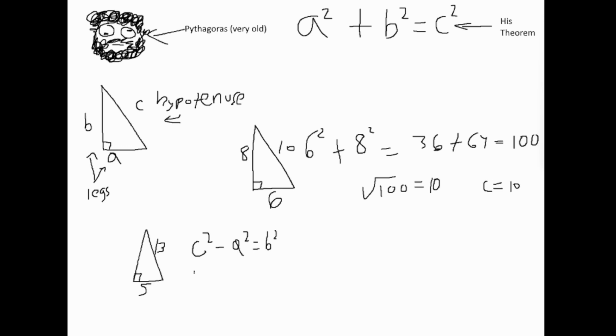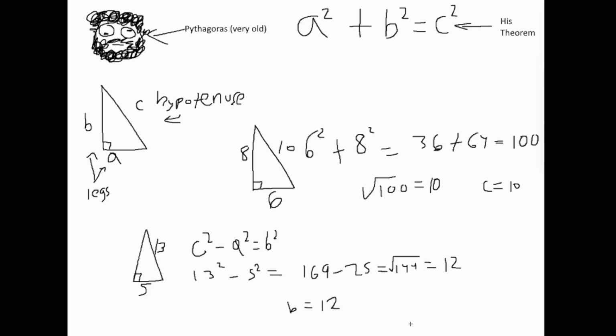So 13 squared minus 5 squared would be the same thing as saying 169 minus 25. Now, this would give us 144. But remember, we're not done yet. Now we'll have to square root this 144, which will give us 12. So, therefore, B is equal to 12.